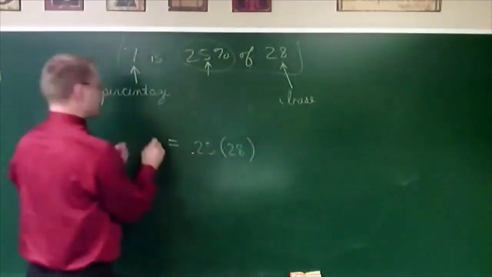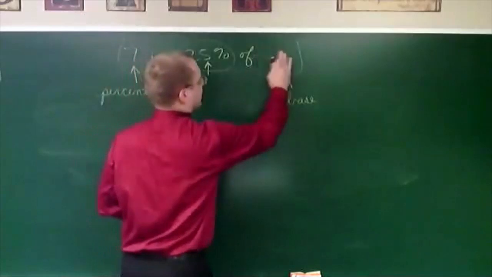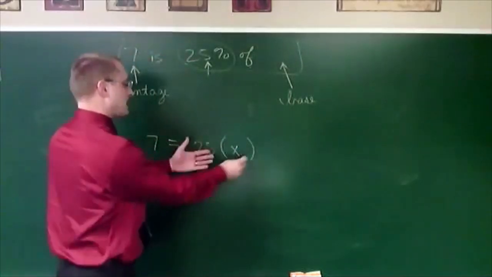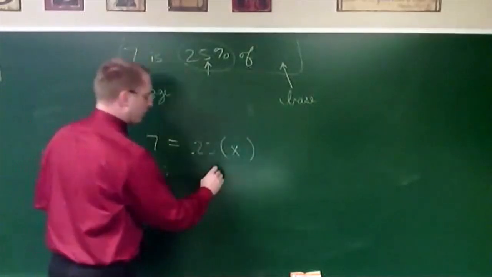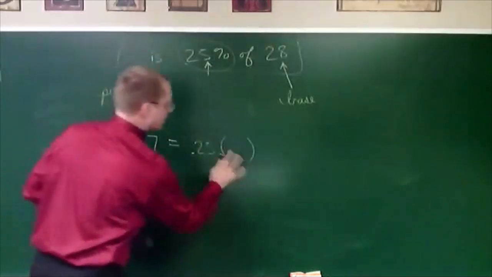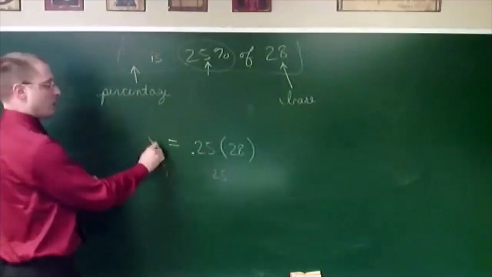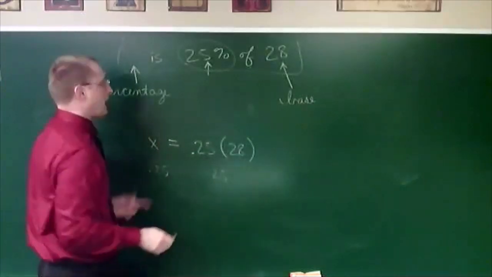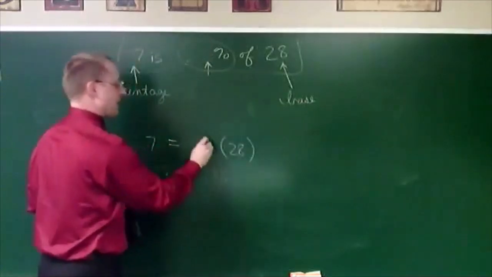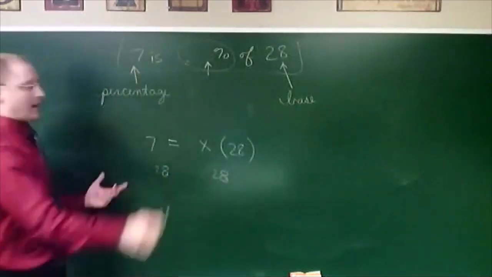So we could say that 7 equals 0.25 times 28. If I didn't know the 28, I would call it x, and to get the x by itself, I divide both sides by 0.25. If I knew the 28 but didn't know the 7, I would call that spot x, and all I'd have to do is multiply. And if I didn't know the 25%, I would make that x, and I could go from there.